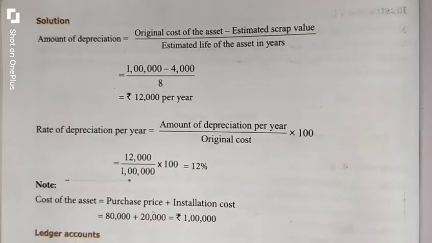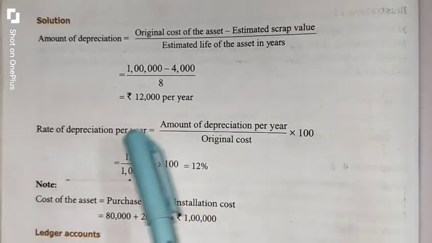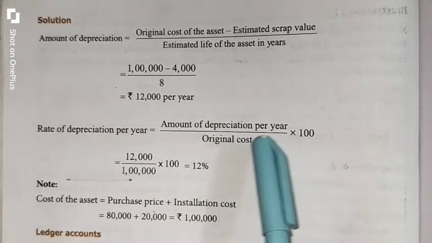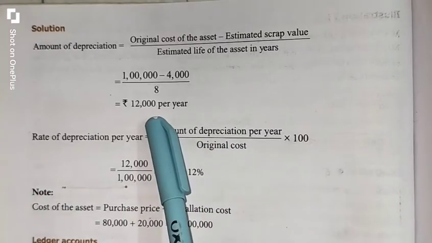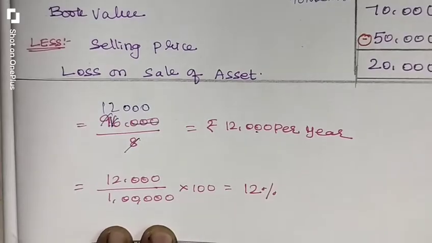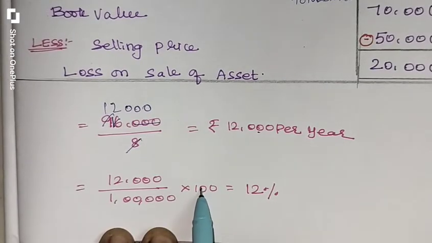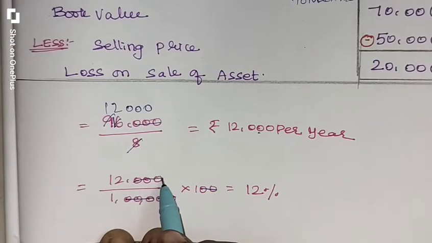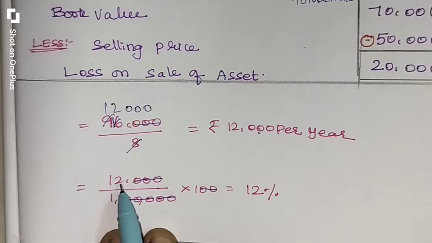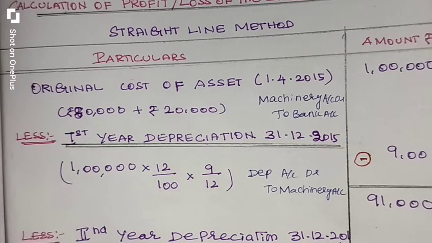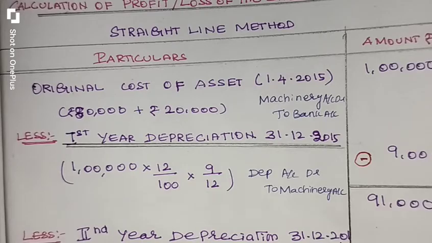So we got the amount of depreciation to calculate the rate of depreciation. What's the formula? Amount of depreciation per year divided by original cost into 100. The amount of depreciation is 12,000 rupees. Original cost 1 lakh rupees into 100. Now we have to cancel it. So this 20 will be cancelled, and for this, 30 cancelled. Remaining 12. That 12 is the rate of depreciation. What's the rate of depreciation? 12%. So we found the rate of depreciation under the straight line method.